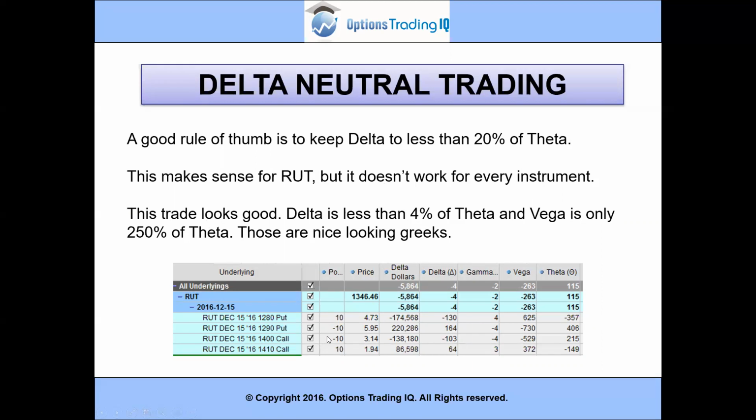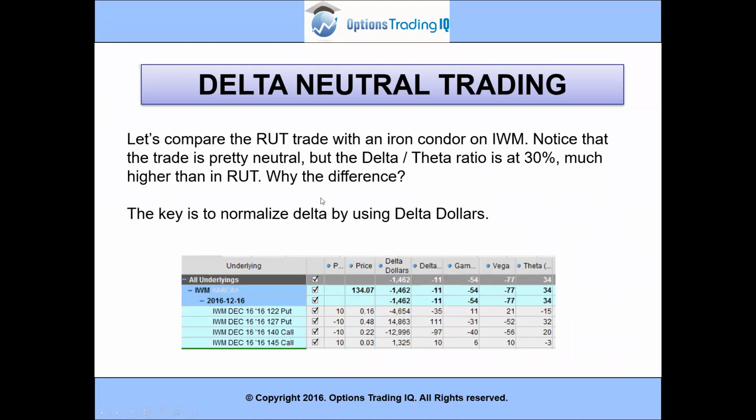We've got a balanced condor here. 10 contracts on the puts, 10 on the calls. Notice how we have a little bit of negative delta, even though we're balanced. That's why we're trading the 16 delta puts and the 10 delta calls, right? Okay, so those ratios look good, 4% and 250.